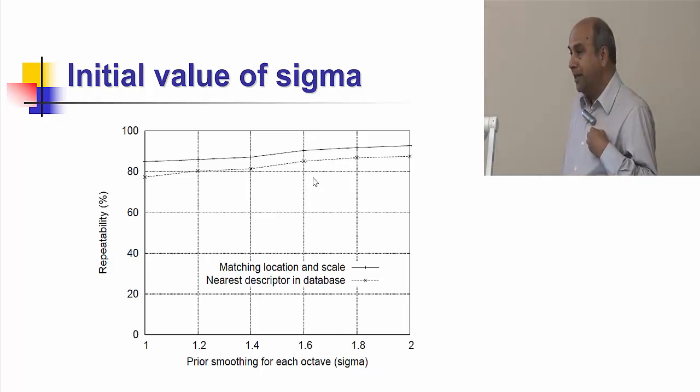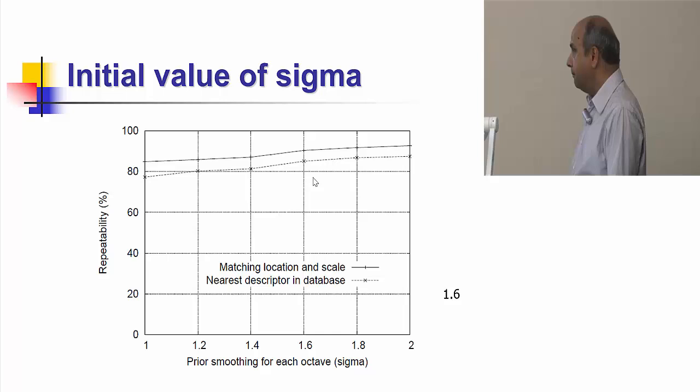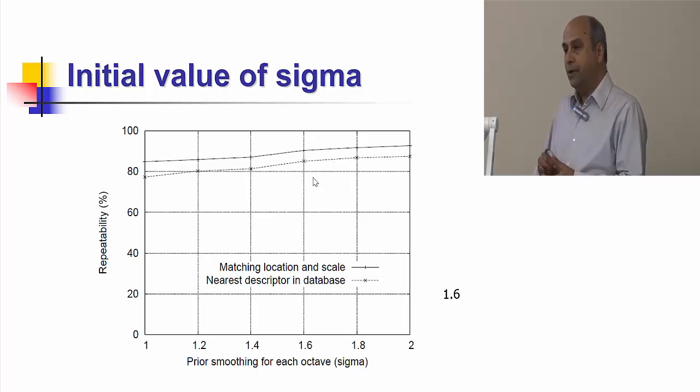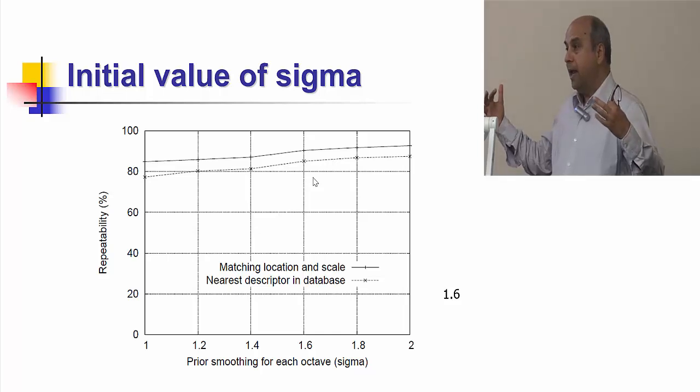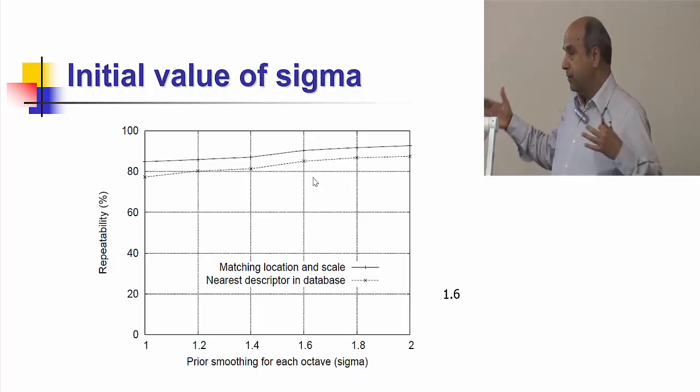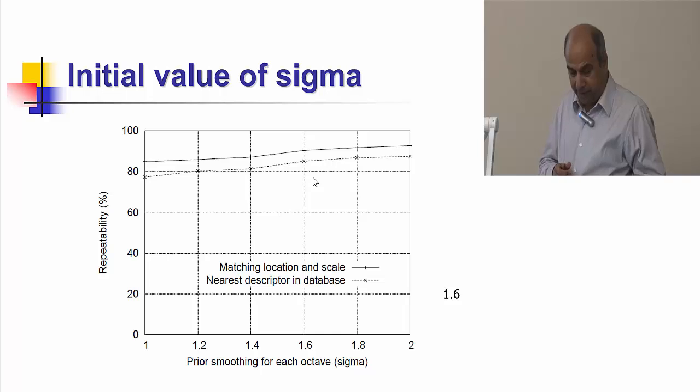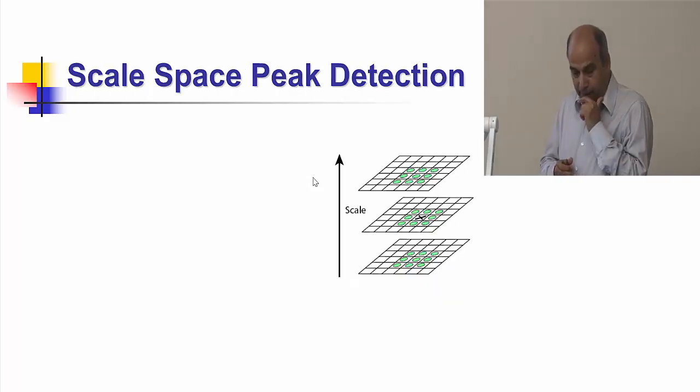Then the second question is, what should be the initial value of sigma? Again, he did a similar experiment, and these are the curves, and he found that 1.6 is the right value, because after that it doesn't make that much difference. But if you use more, then you have more computation. Remember that if you increase the sigma, you have a bigger mask, and you'll have lots of multiplications. So 1.6 was a compromise.